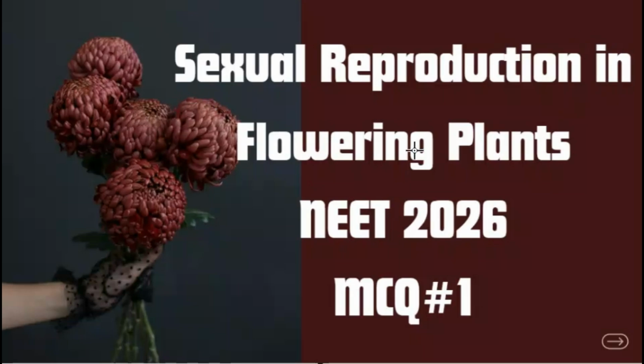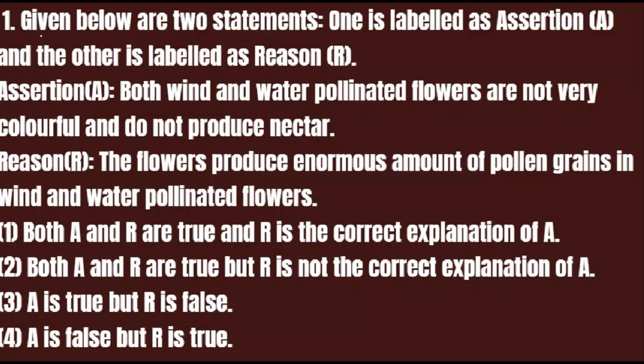Sexual reproduction in flowering plants for NEET 2026 MCQ 1. Question number 1. Given below are two statements. One is labeled as assertion and the other is labeled as reason.